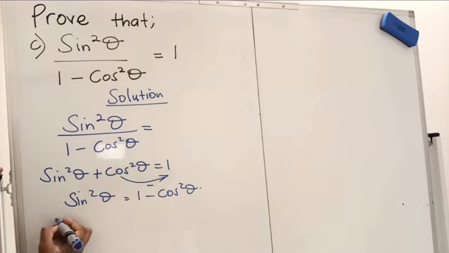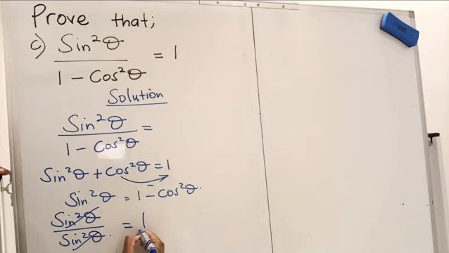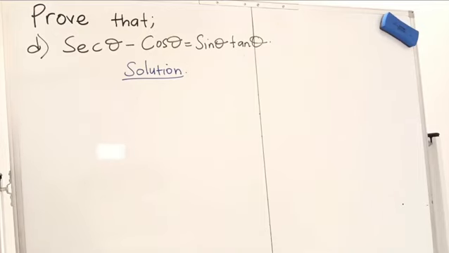So I'm going to replace this 1 minus cos squared theta by sine squared theta. So I will have sine squared theta out of, instead of writing 1 minus cos squared theta, I'm going to write sine squared theta. And now we have the same factors on the numerator and the denominator. So I'm going to cross out and I'm going to remain with 1, which is the right hand side. So it is proved.